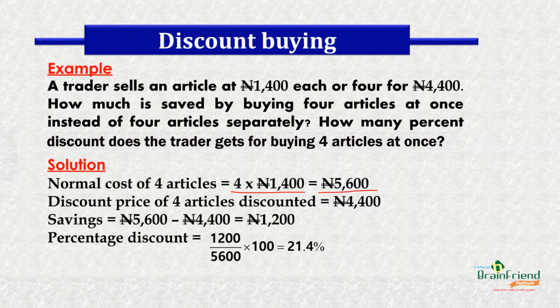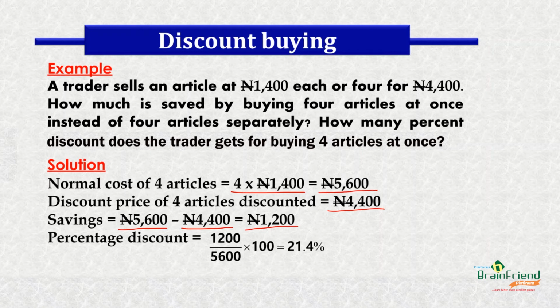Now, at a discounted price, these articles, the 4 of them, would cost 4,400 naira. So we can find out how much is saved by the buyer when he chooses to buy the 4 items at once rather than buying them separately. And to do that, we'll find the difference between 4,400 and 5,600. When we do that, we would have 1,200 naira.